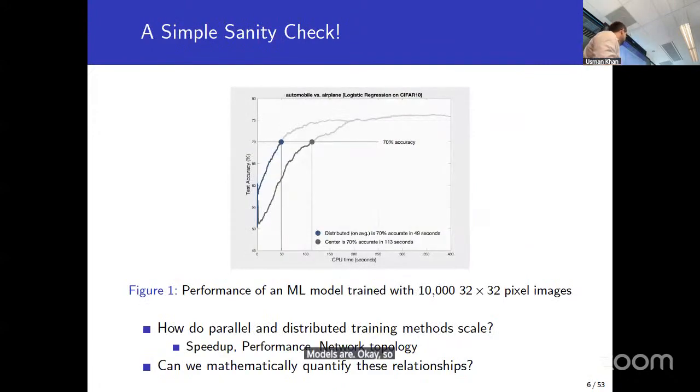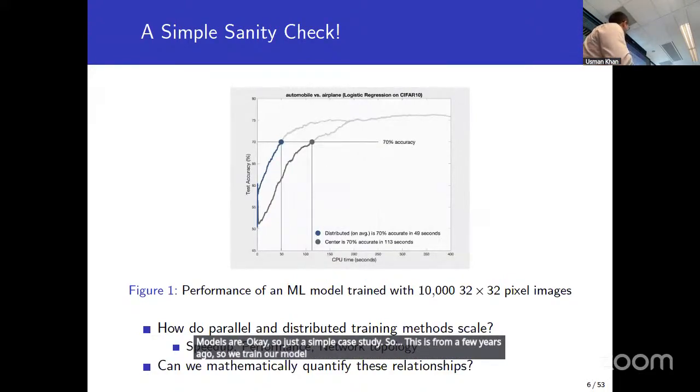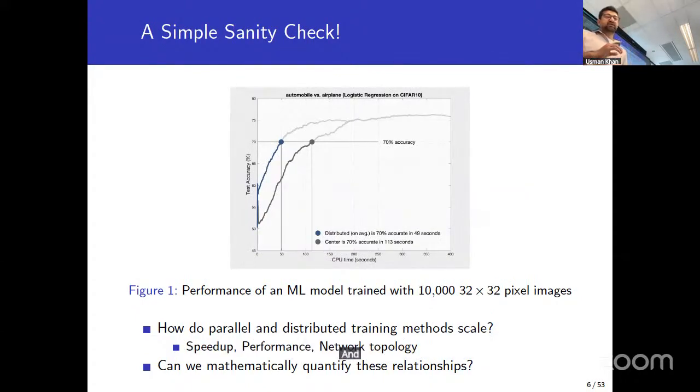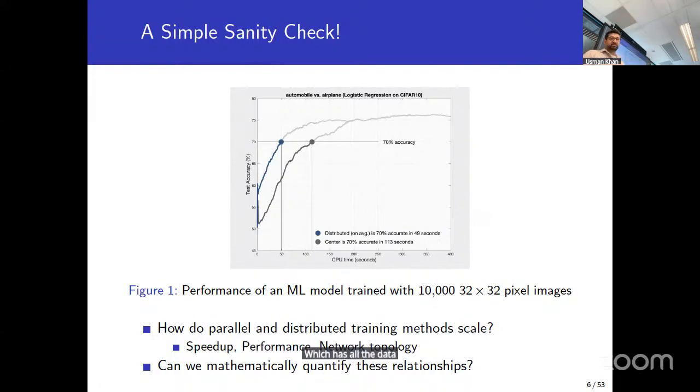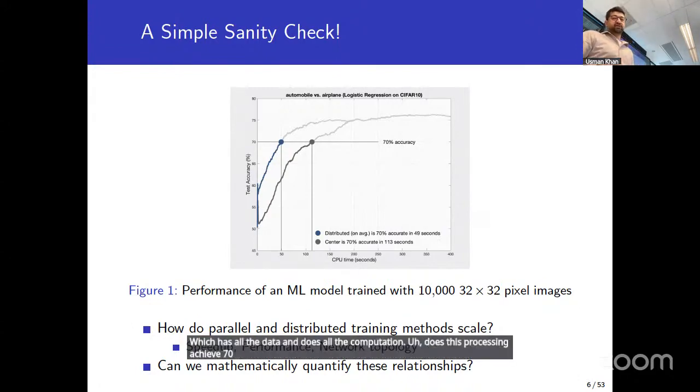Okay, so just a simple case study. This is from a few years ago. So we train a model. This is a simple binary classification model where we do airplanes versus automobiles. And I have 10,000 images, 5,000 for airplanes, 5,000 for automobiles, given to a central machine to do binary classification. And if we look at the generalization accuracy, then we see that the center, which has all the data and does all the computation, achieves 70% accuracy in 113 seconds.